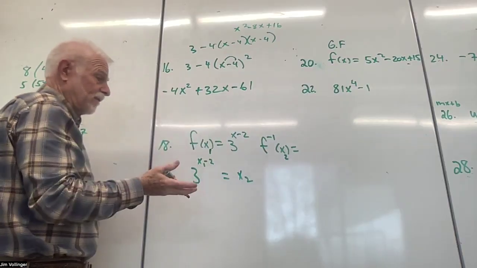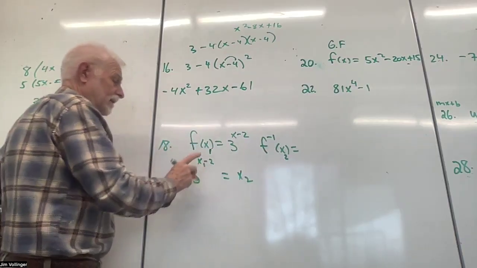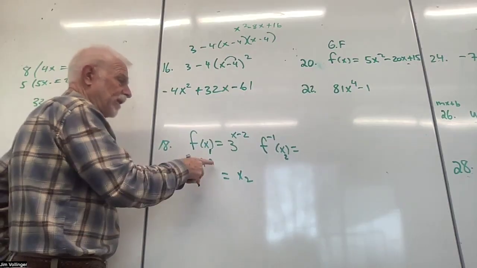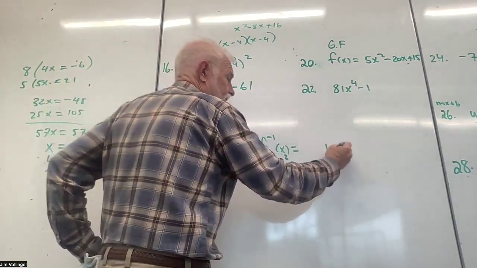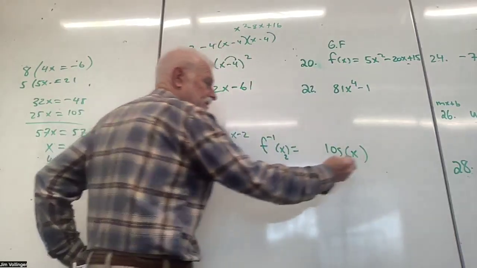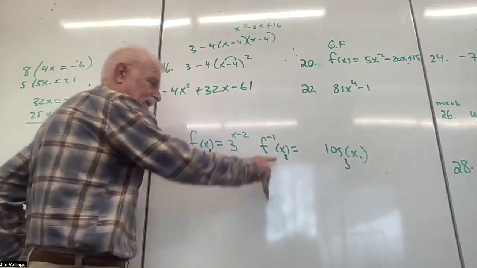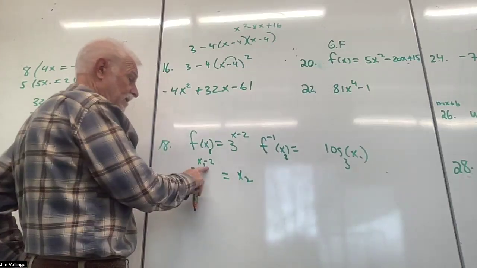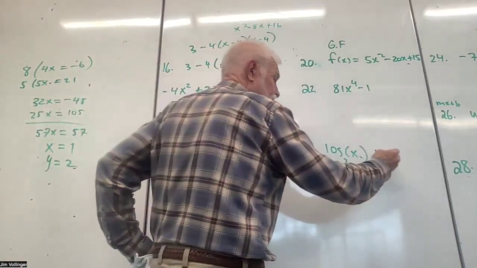So where do you get inverse operations from? Solving. So what's the inverse of 3 to the? Log base 3 of. Okay, and that's really still x2. Okay, that's our x. And then minus 2 becomes positive 2.